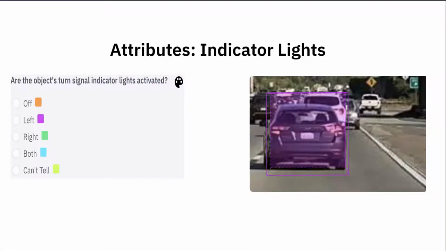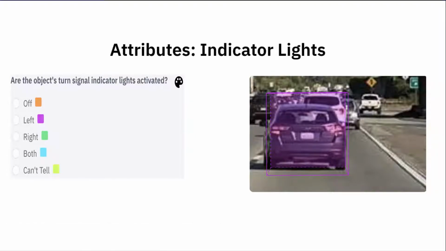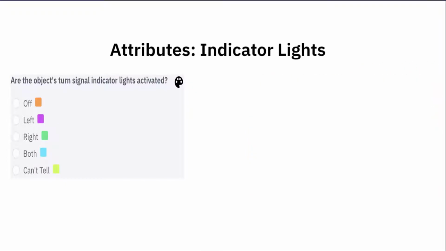All right, and so we're looking at the same car with a light that looks like it's activated right beneath the tail light right there. And so that is on its left side, and we would want to select left.